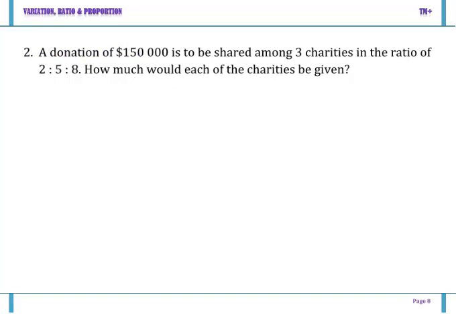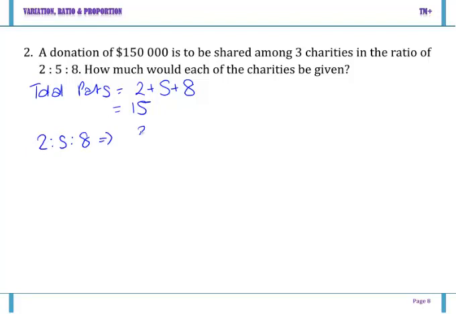Let's look at a practical problem. A donation of $150,000 is to be shared amongst 3 charities in the ratio of 2:5:8. How much would each of the charities be given? Again, total parts is 2 plus 5 plus 8, which is 15. So our ratio therefore becomes 2 over 15, 5 over 15, 8 over 15.